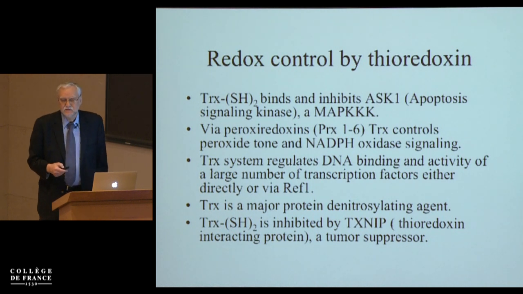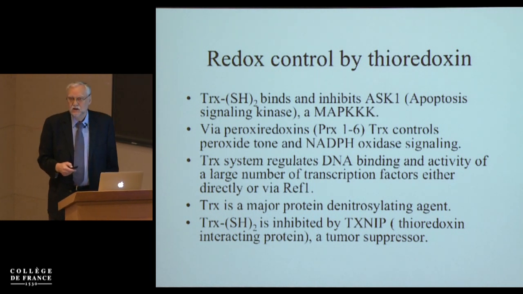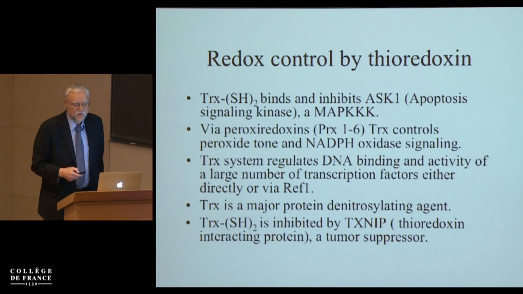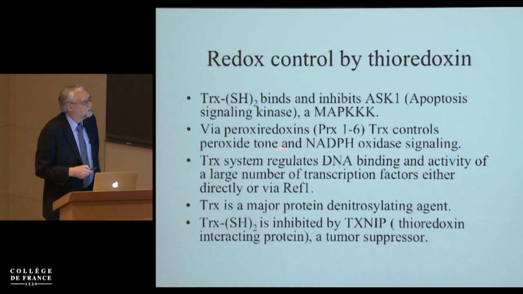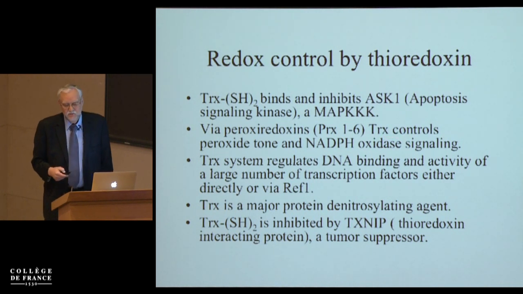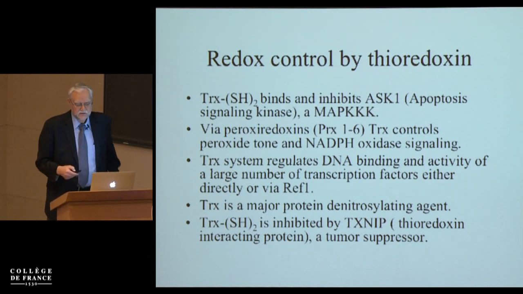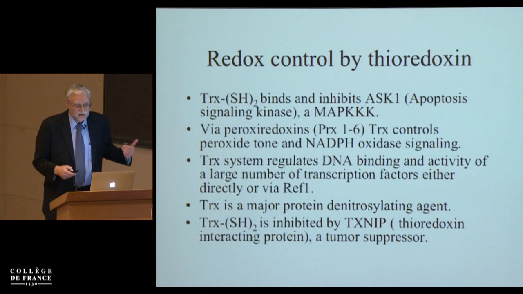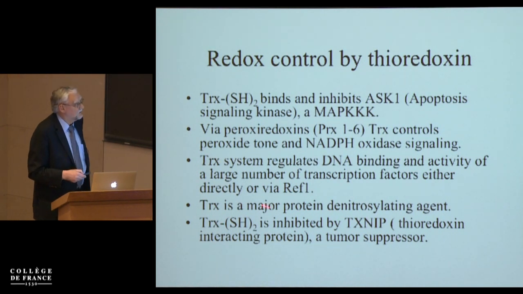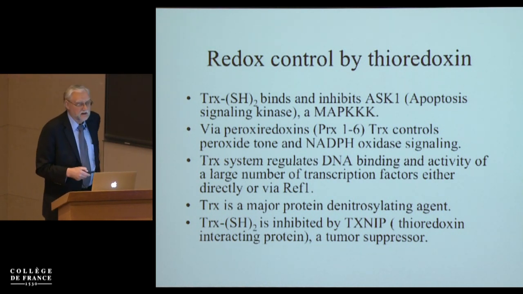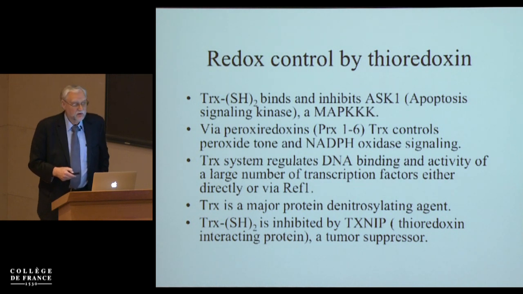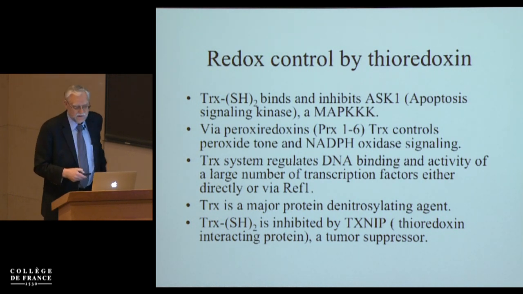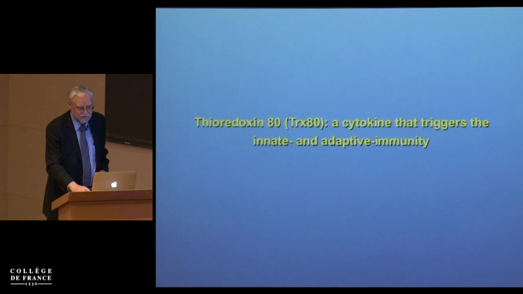Peroxiredoxins are abundant cysteine-containing peroxide removing compounds which use thioredoxin as reductant. A large number of transcription factors are regulated by thioredoxin to keep DNA binding intact. Thioredoxin is involved heavily in nitrosylation, NO modification, and there is a specific inhibitor of thioredoxin.